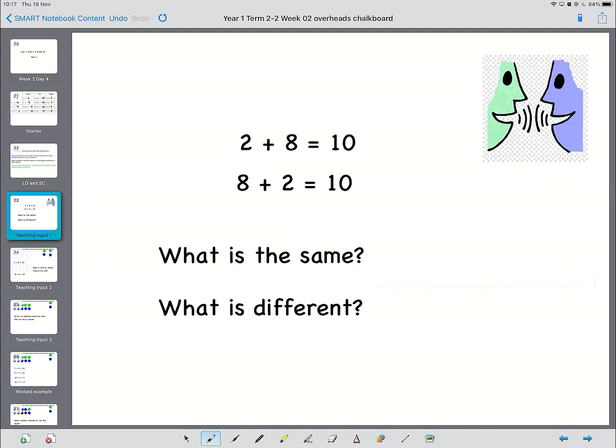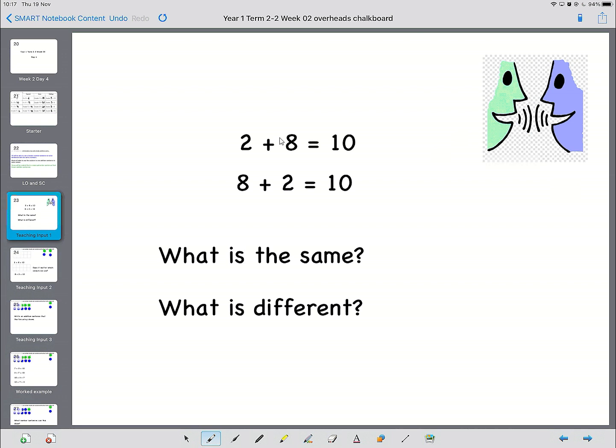What do you notice is the same about these two sums, and what is different? So I want you to tell your grown-up what you think about that. And when you're ready, come back and I'll give you some ideas, see if we agree.